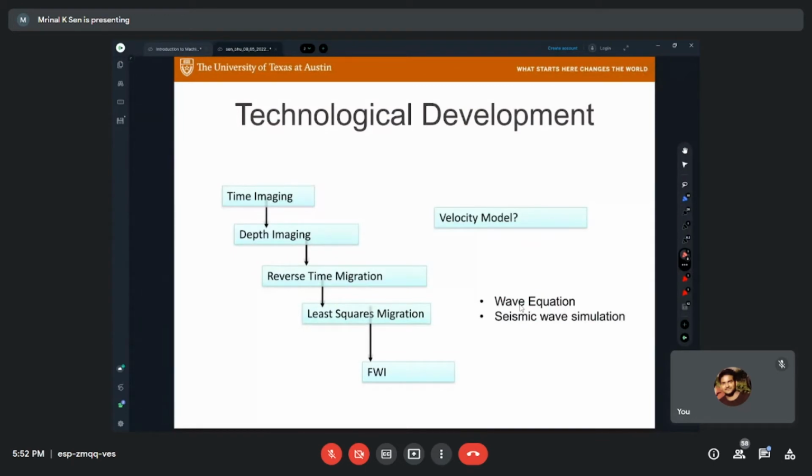Okay, so if you look at how seismic processing technology has developed over the years, in the early stages we were only using travel time information for time imaging. Then we moved into something called depth imaging, where our focus was to actually get information on the subsurface variation in the real world, that is in depth. Because to go from time to depth, you need to have the velocities.